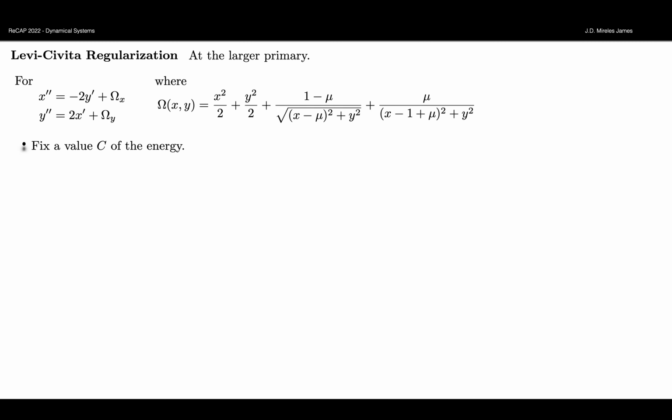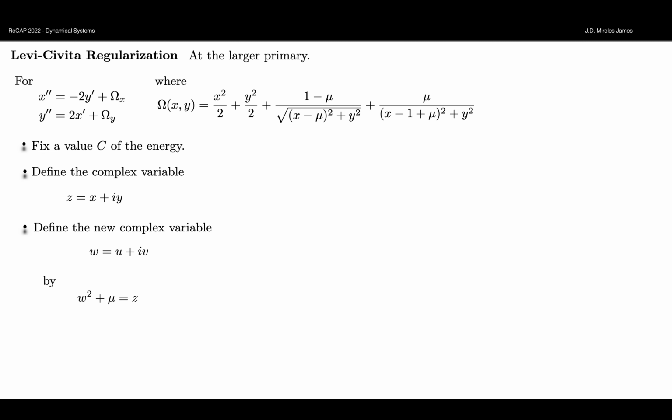The idea behind Levi-Civita regularization is, first of all, and this is absolutely essential, that you need to fix some value of the Jacobi constant, some value c that you're going to work in. So you can only regularize the collisions one energy level at a time. Once you've fixed your energy, you define a complex variable z equals x plus iy, and a new complex variable w, defined by w squared plus mu equals z.